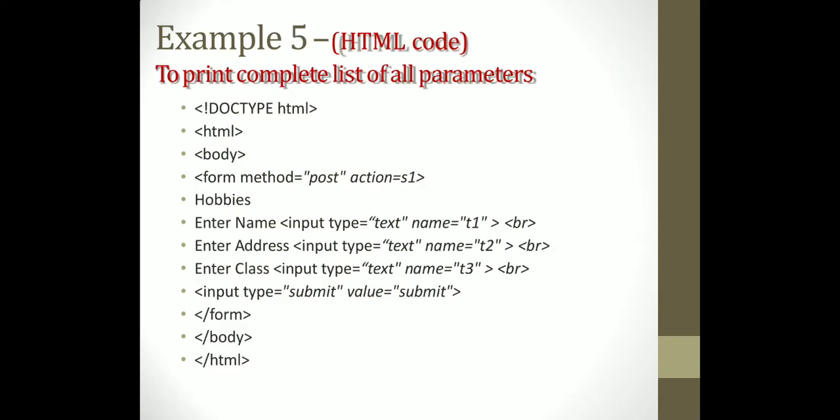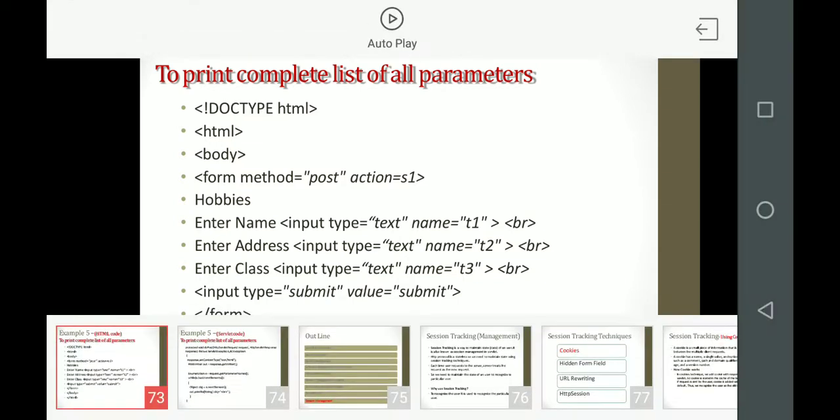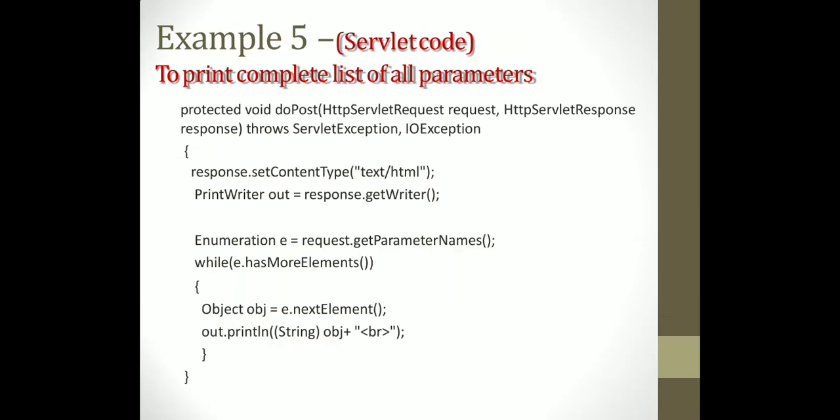After completing all that code, for printing the complete list of all the parameters, we have gone through the servlet code. There we have also set the content type, like response.setContentType to text/html, and written the print statement, that is PrintWriter out, and then we have also used the Enumeration type for getting your parameter names, and after that the objects and nextElement, so that it can print all the elements that we have used here.